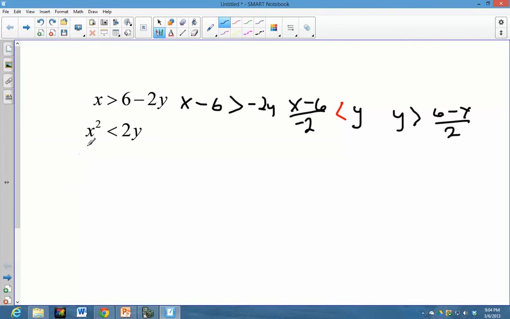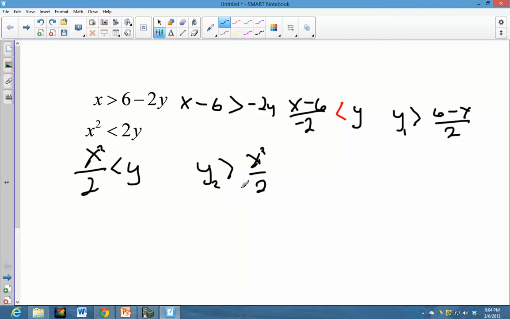Okay, the second one is a lot easier. We just divide by 2, x squared divided by 2, and that's still less than y. If we switch it around, we get y to look like this. Y is greater than x squared over 2, because the inequality is still pointing away from the y. Okay, so this is going to be my y1 equation. This is going to be my y2 equation that I put in my calculator.